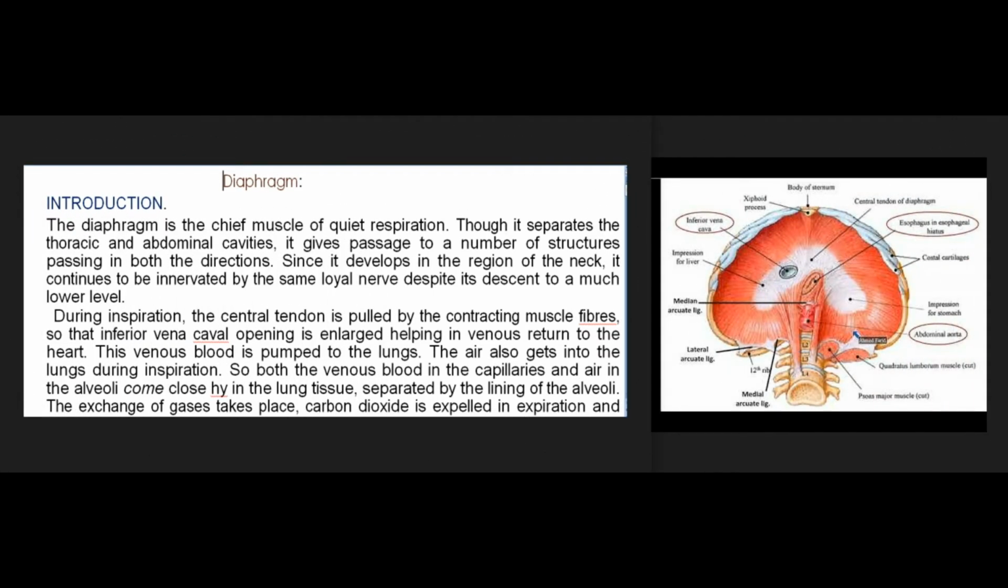Diaphragm Introduction. The diaphragm is the chief muscle of quiet respiration. Though it separates the thoracic and abdominal cavities, it gives passage to a number of structures passing in both directions. Since it develops in the region of the neck, it continues to be innervated by the same loyal nerve despite its descent to a much lower level.